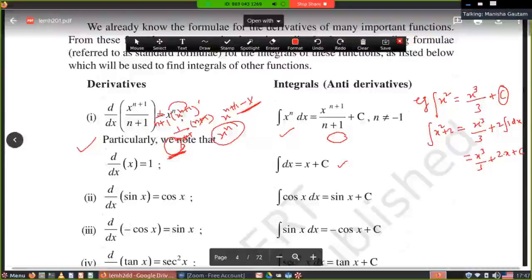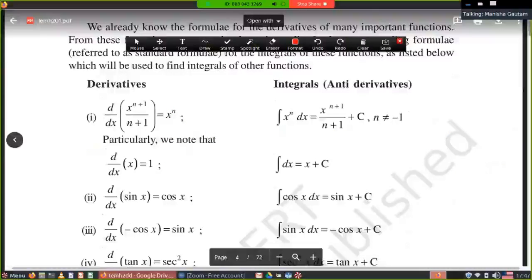Now here is the second formula. The derivative of x is 1, as you know, and the integration of 1 with respect to x is x plus c. It means you are getting the function whose answer is 1. The function was x, because we know that the integral is the antiderivative of the function. So the integration of 1 is equal to x plus c. We can see it like that.